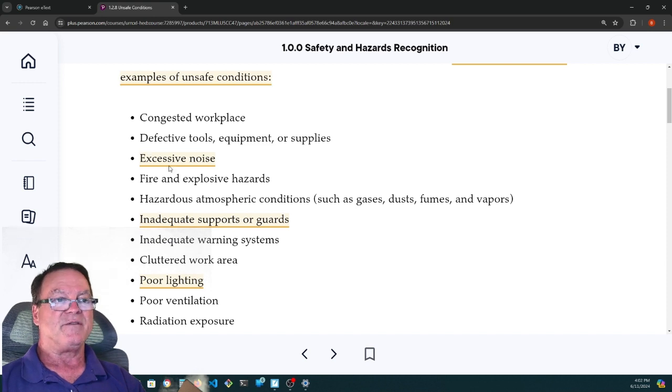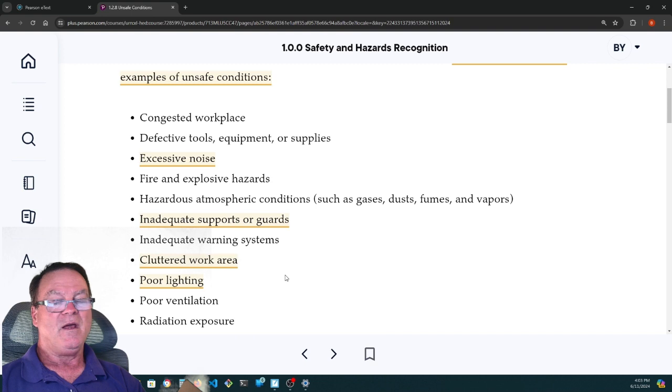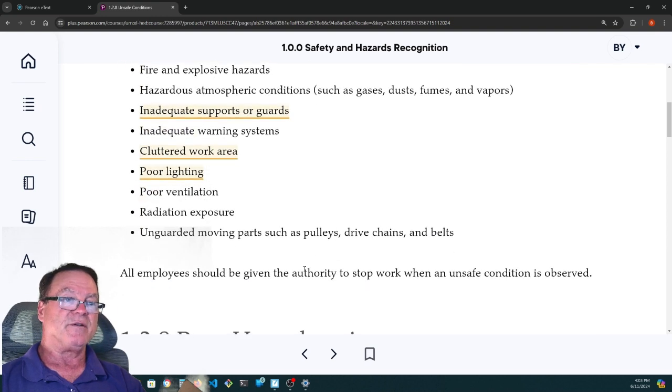The following are some examples of unsafe conditions. You can see I've got three of them highlighted. Excessive noise, inadequate supports or guards, poor lighting, letting trash accumulate on the job, cluttered work area. That's another example of an unsafe condition. If there's a lot of clutter around, there might be a depression in the floor that you don't see. You step into it, you could twist your ankle, you could fall, you could end up hurting yourself.